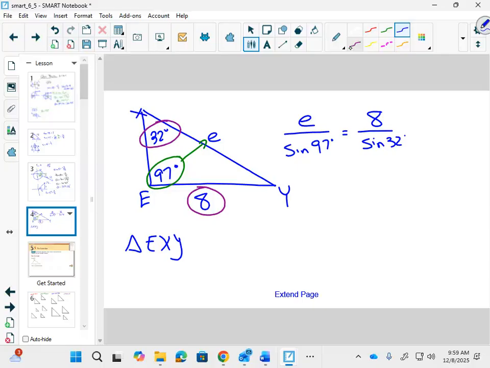How do we solve this? Well, we get the e by itself. 8 sine of 97 over sine of 32. We type this all into our calculator, and you'd get the value of e, $14.984.